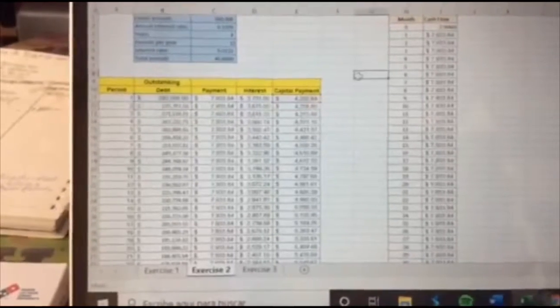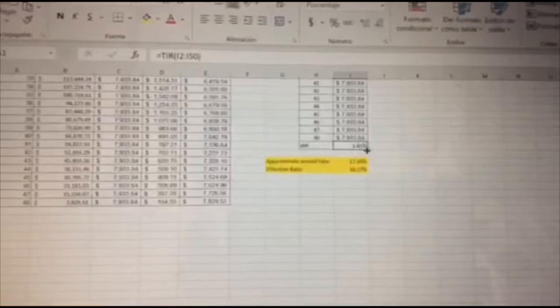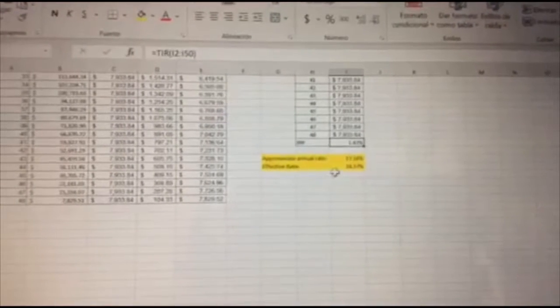And we do the same with all the 84 of the cash flow, and we write all the payments that we made, and we get the interest rate of return by using a formula that Excel gives. And the approximate annual rate is this times 12, and then the effective rate, we use the formula that Excel gives, and that's everything that we need to do.